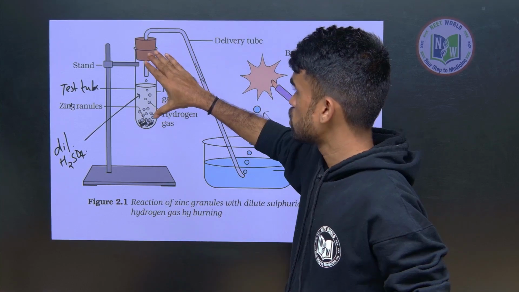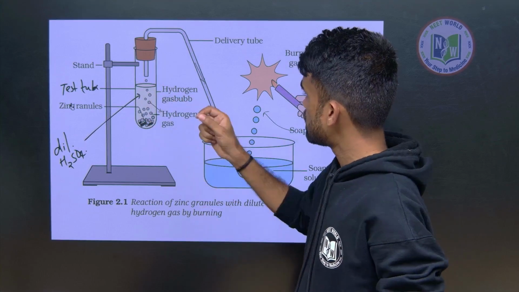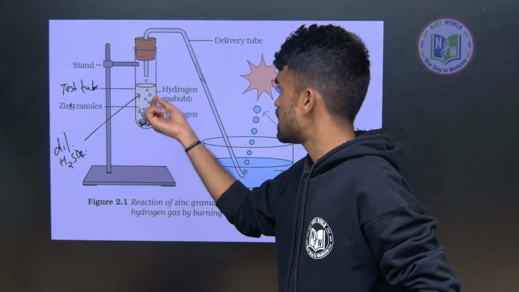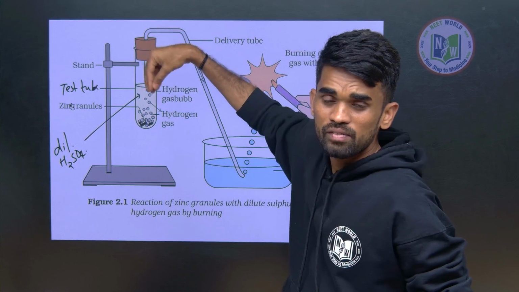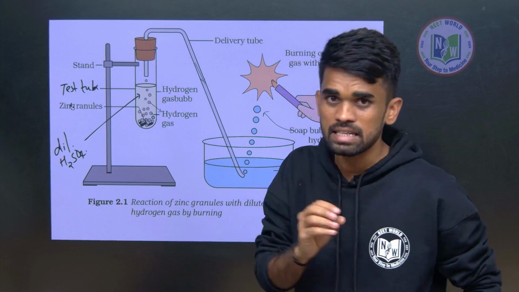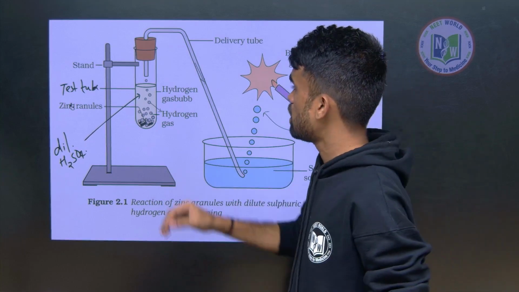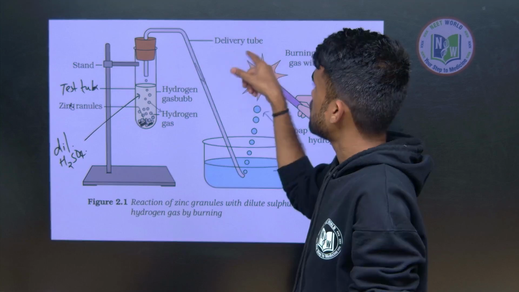Okay, in this test tube we have HCl, or you can take sulfuric acid. In that we are throwing some zinc granules. Now this black color indicates the zinc granules. Okay, and now that is adjusted with one cork. To that cork we have kept one delivery tube.